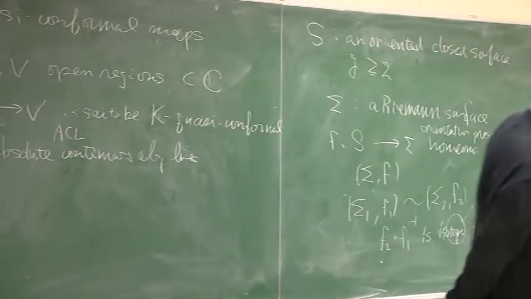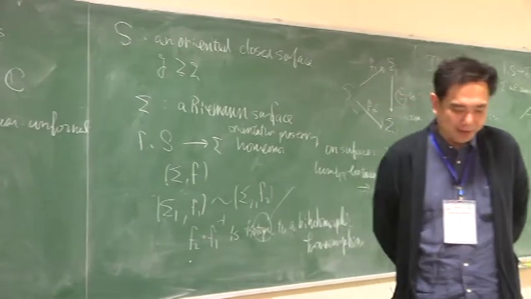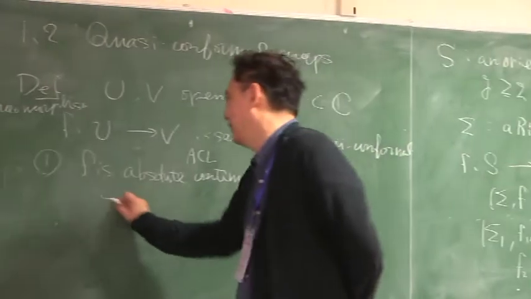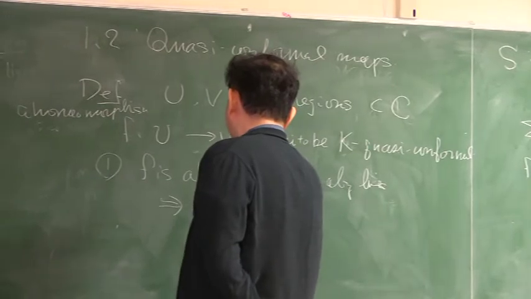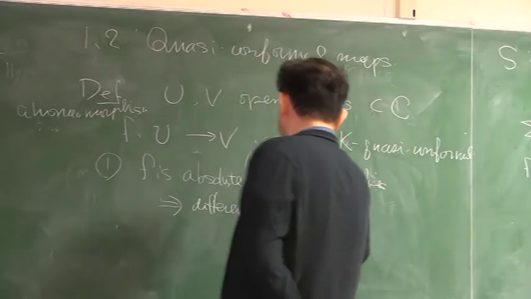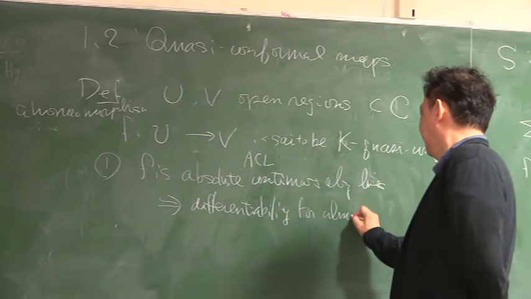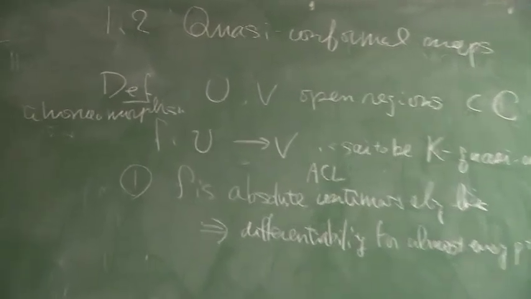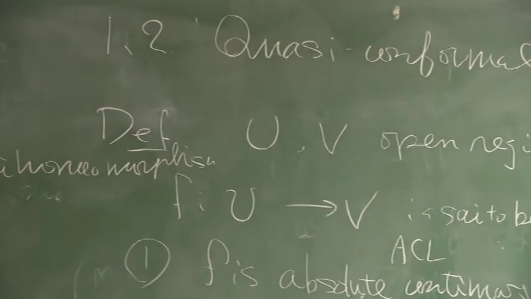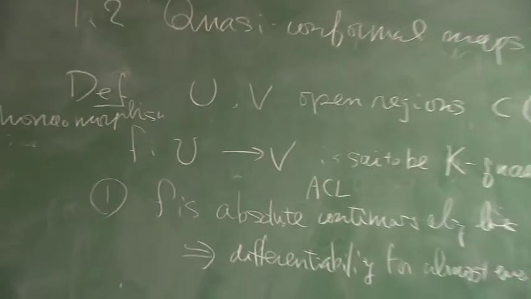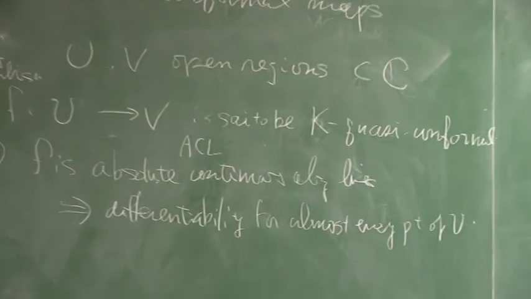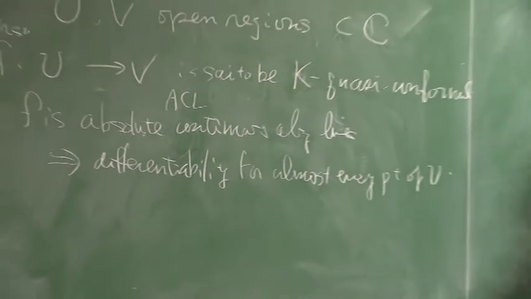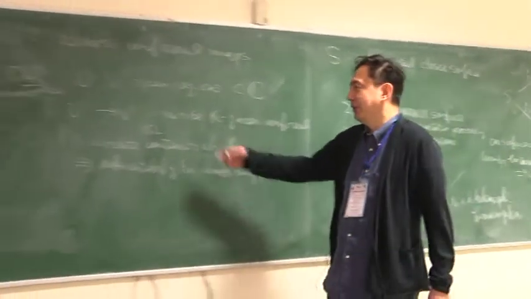This is an analytic condition, but I don't want to go into the details of this. What we should know now is just that this implies differentiability for almost every point of U. We are not assuming that F is differentiable everywhere, but except for a set of measure zero, it is differentiable. That's what I mean by differentiable at almost every point. Okay. So that's the first assumption.